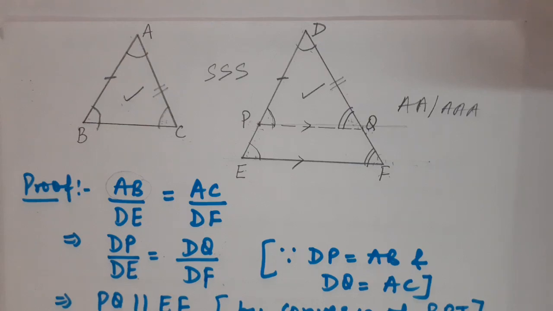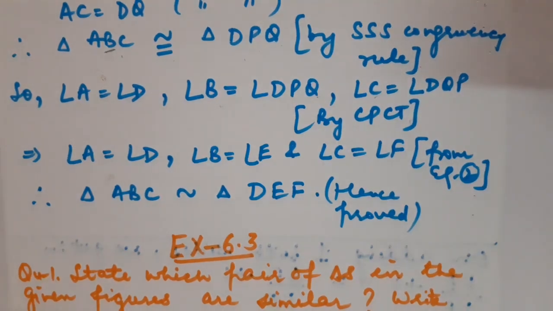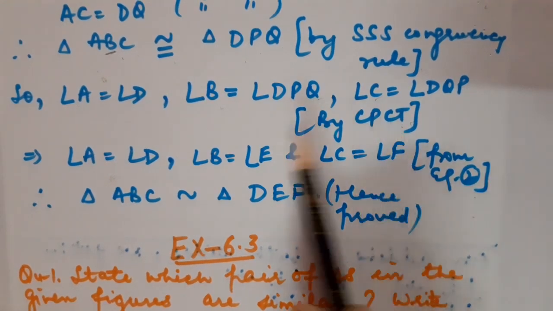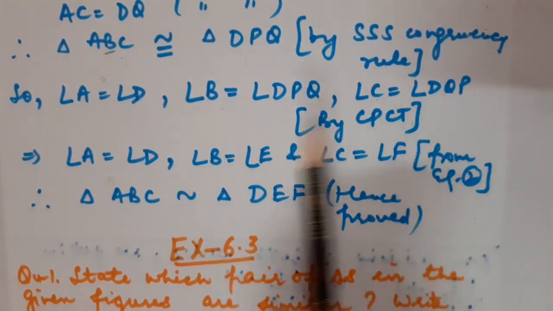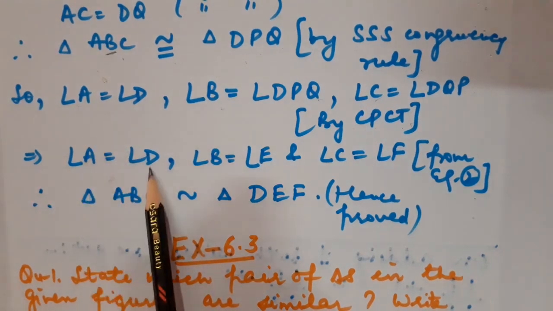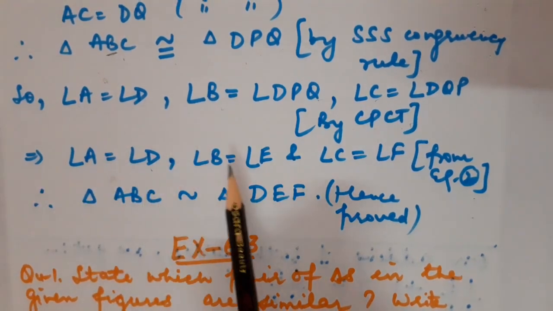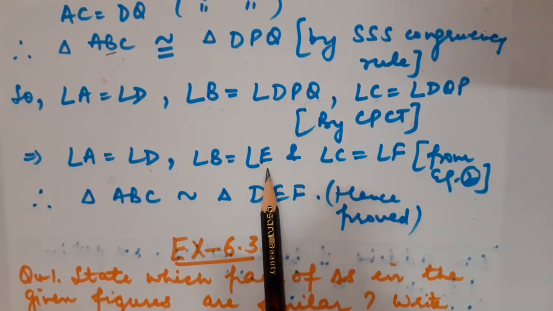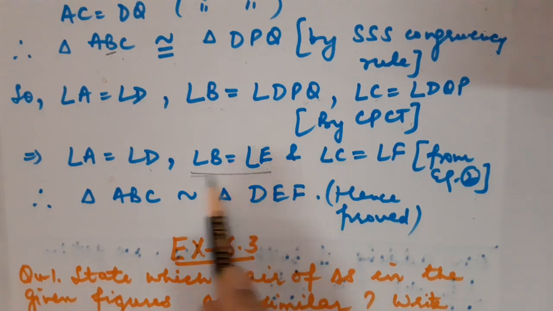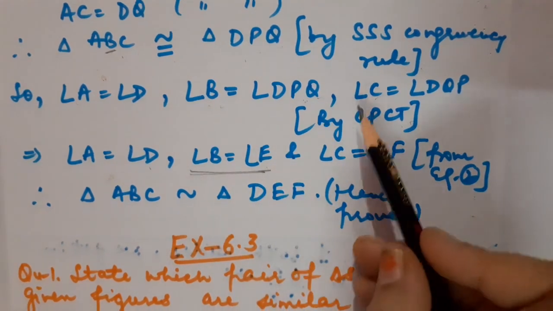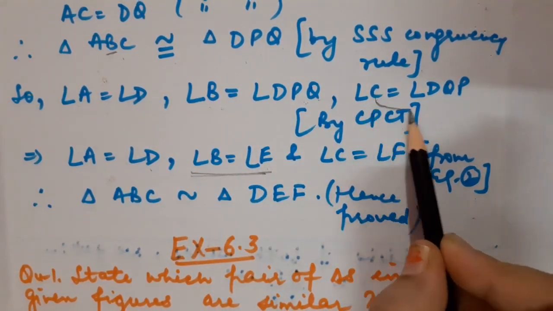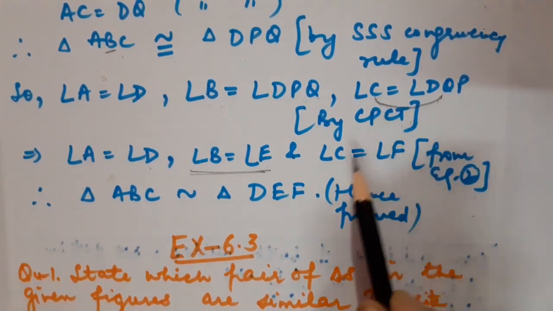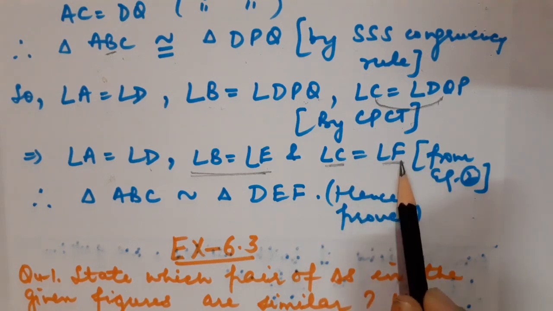Fine children? Now have a look. Whatever I have explained to you, the same thing is written here. By corresponding parts of the congruent triangles, I have explained the relation. So it implies angle A is equal to angle D. That's fine. Angle B is equal to angle P, but angle P is equal to angle E. So it means angle B and angle E are also equal. Using this relation, angle C is equal to angle Q, but angle Q is equal to angle F. So it means angle C is also equal to angle F.